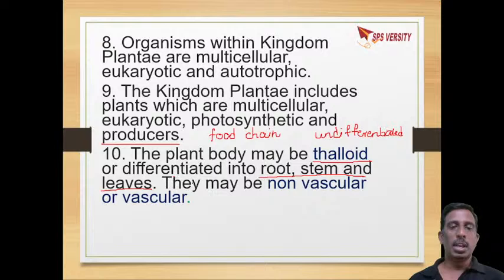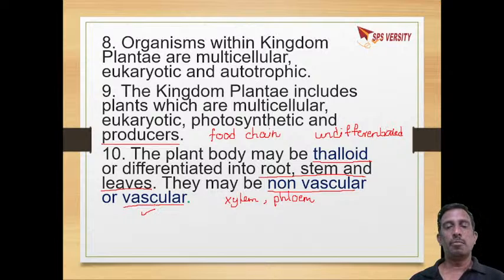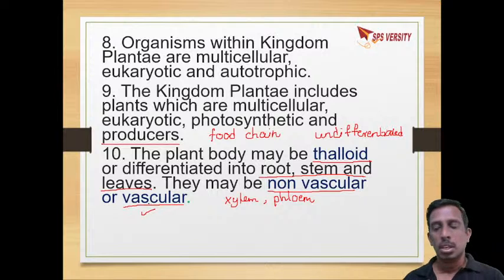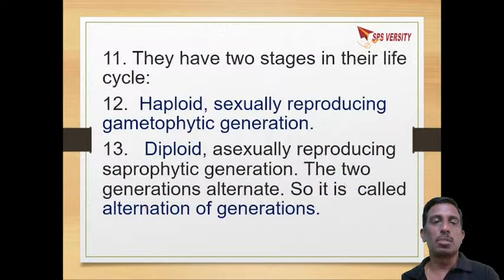And the plant body will have xylem and phloem. They are called vascular tissues. So in primitive plants like algae and bryophytes, there is no xylem and phloem. So they are called non-vascular plants. So vascular plants means these are the plants with xylem and phloem. So some plants do not have xylem and phloem, they are called non-vascular plants. Most of the plants have xylem and phloem, they are called vascular plants.